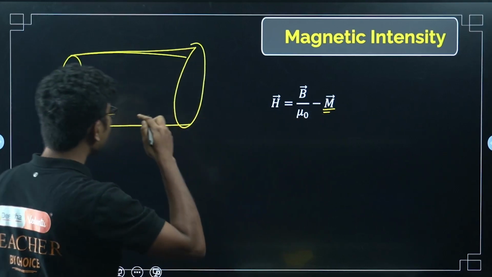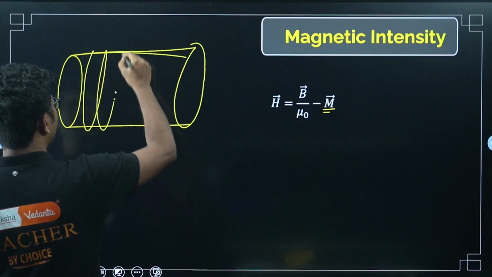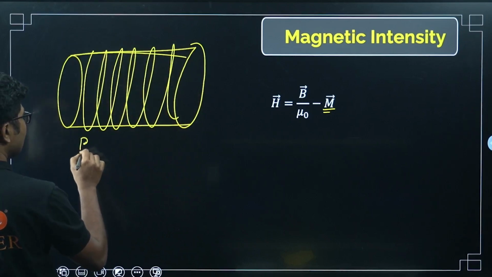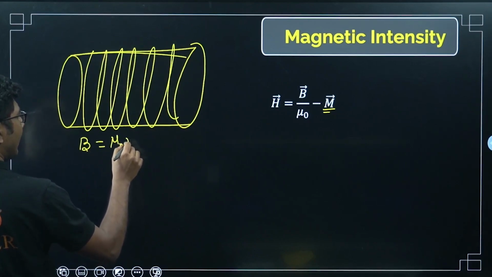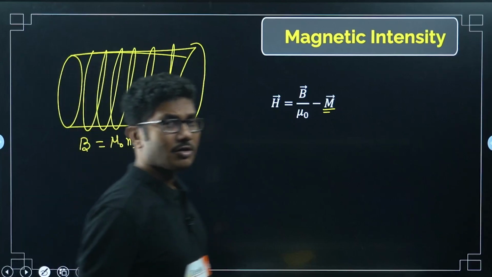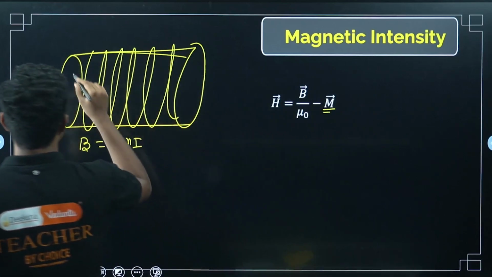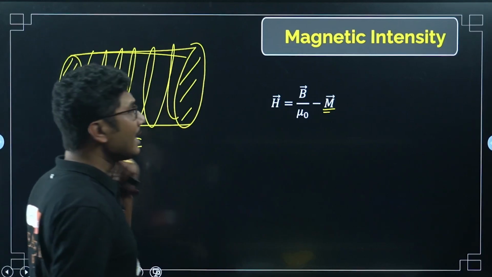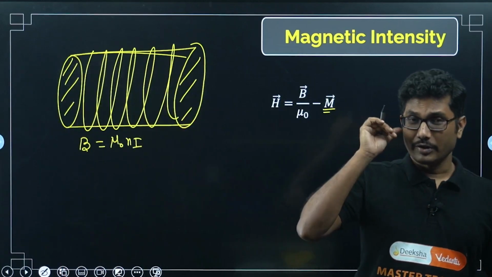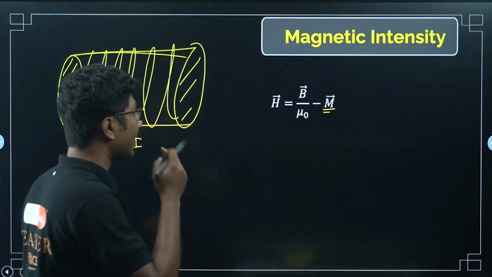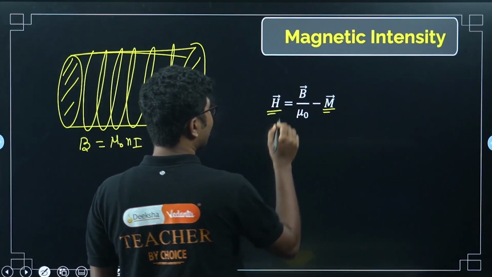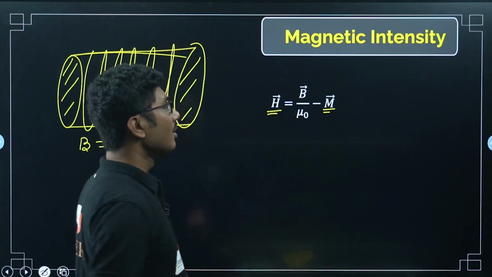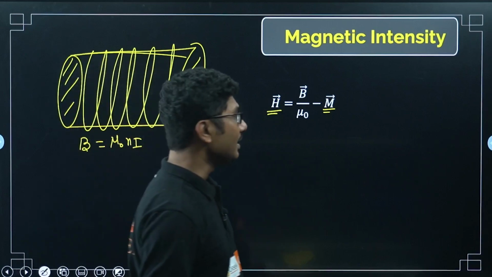Now when you are considering an empty solenoid, the formula is simple, right? For an empty solenoid, B was mu naught Ni. Now if the solenoid is not empty, if you put some magnetic material inside the solenoid, then it is no longer mu naught Ni. It has to be a slightly different formula. For that we define another vector quantity called magnetic intensity. It is directly related to the magnetic field. You can say this is a cousin of the magnetic field, right?